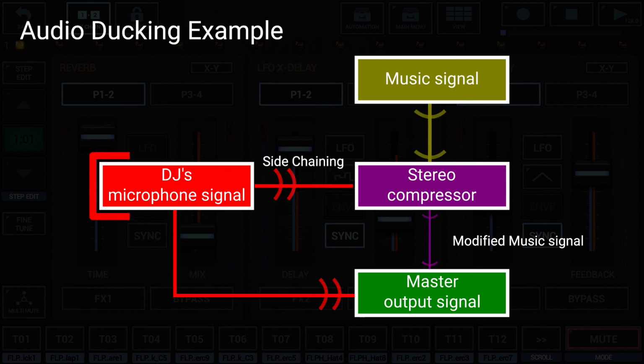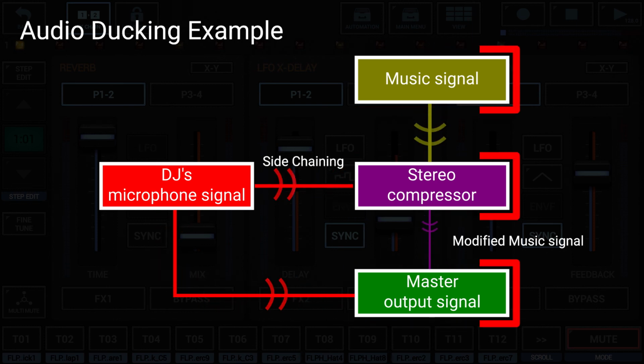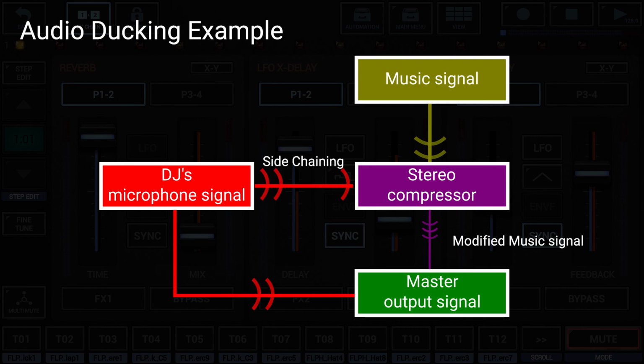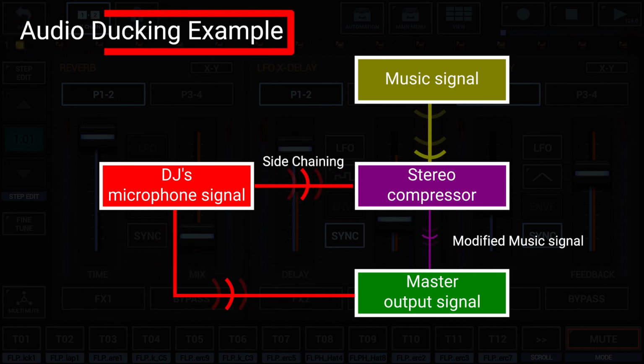In this example, the DJ's microphone signal is routed to a stereo compressor's sidechain input. The main music signal is routed through the compressor's main input, so that whenever the DJ speaks, the compressor reduces the volume of the music, a process called ducking.